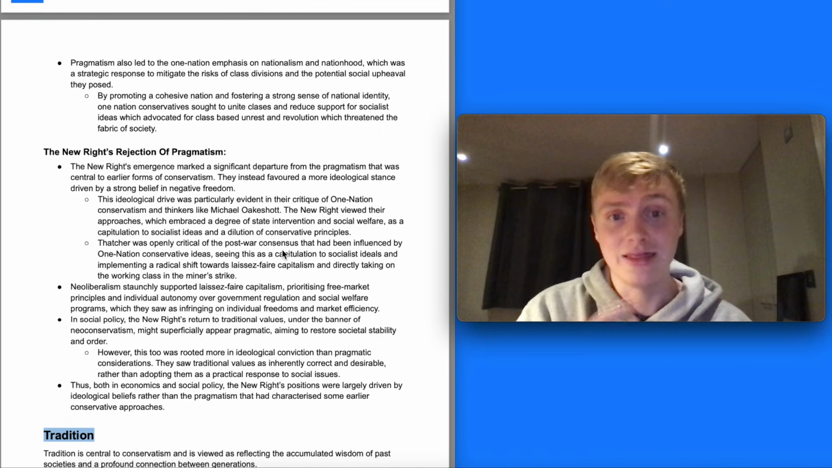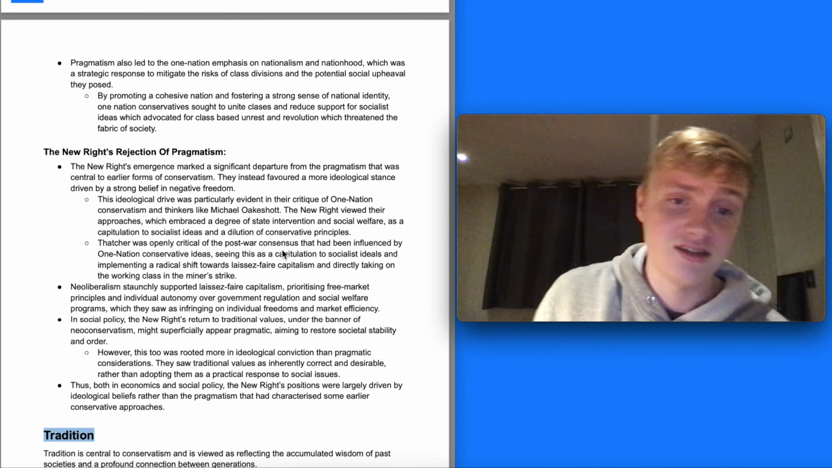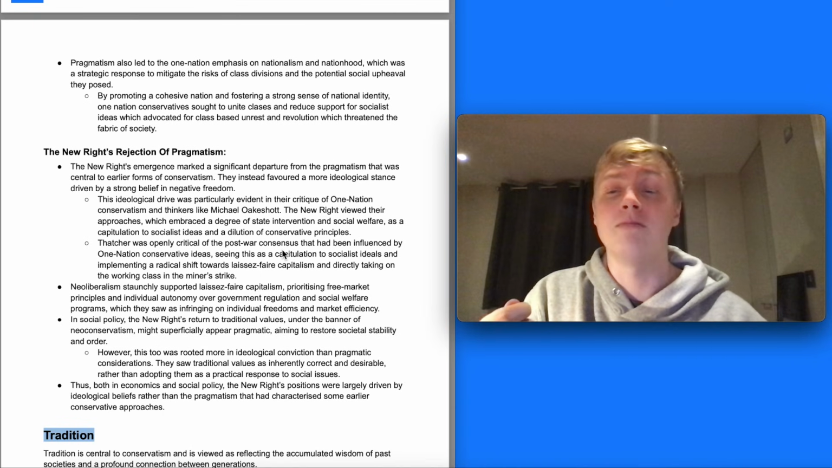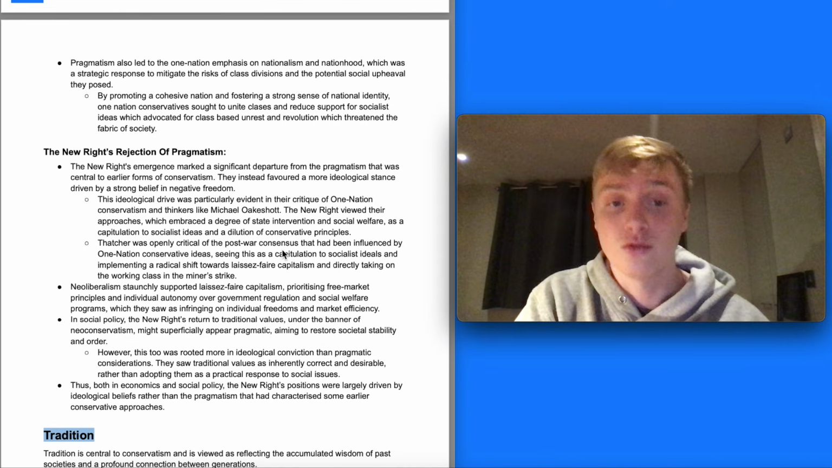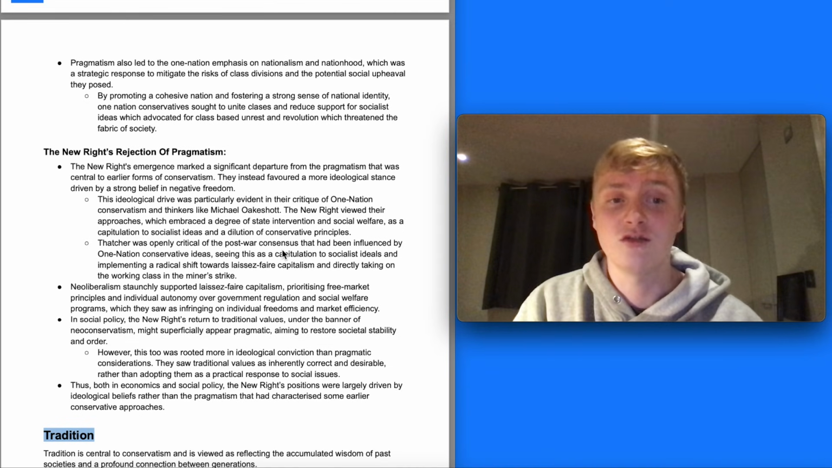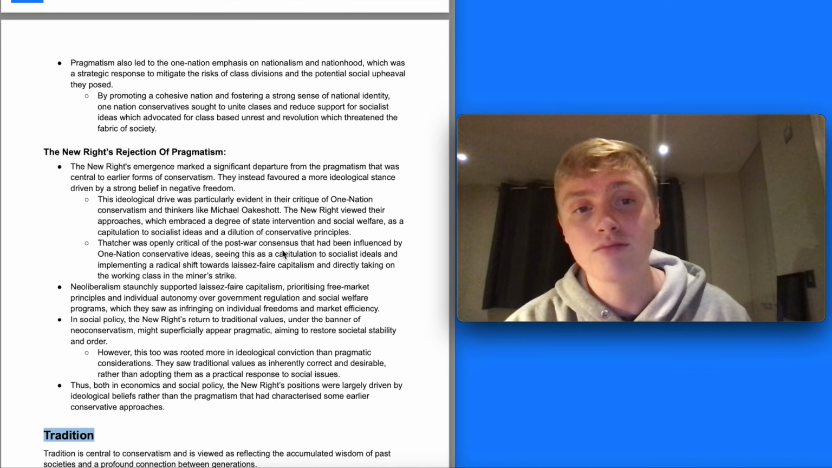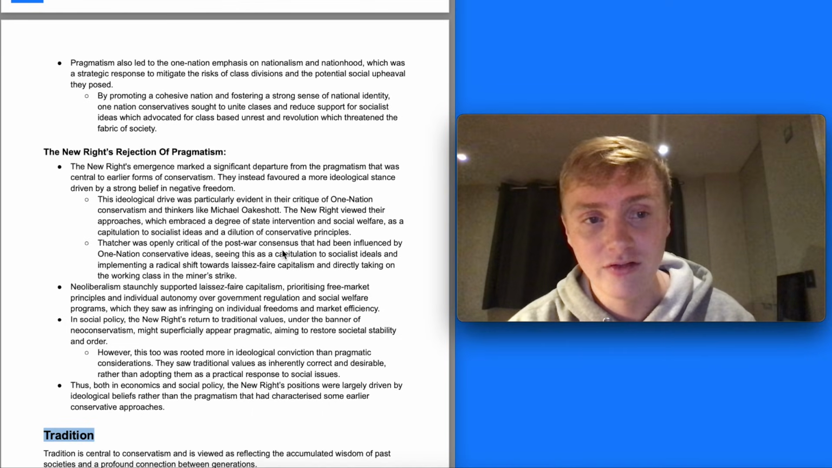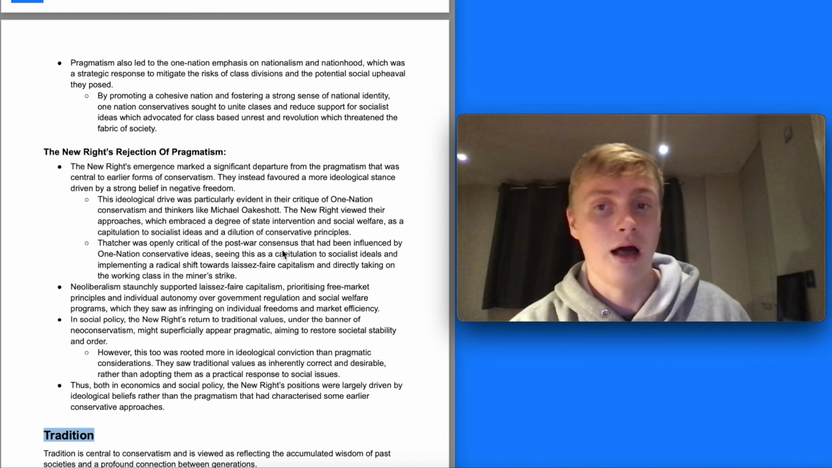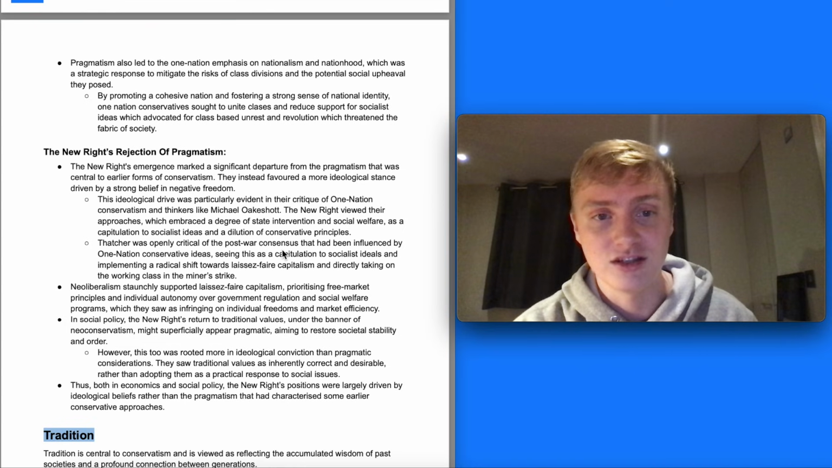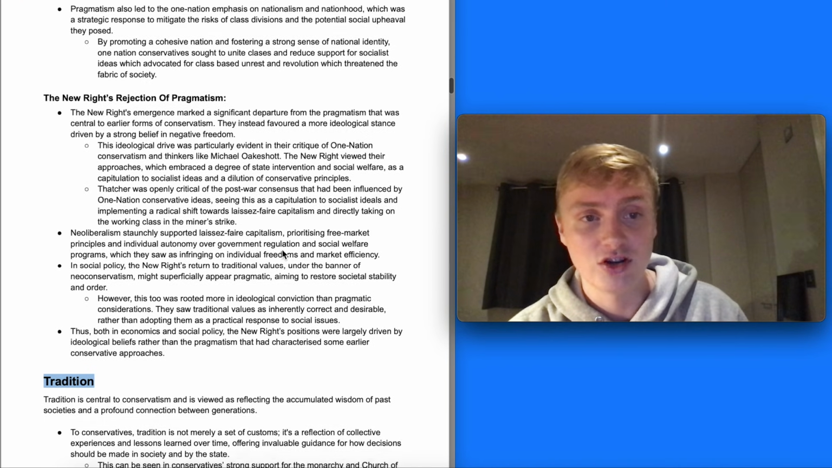And that's particularly evident in their critique of one nation conservative thinkers in the 20th century, or I suppose Oakeshott takes a bit more of a traditional conservatism. So it's a critique of one nation conservatism and thinkers like Oakeshott in the 20th century, and they viewed their approaches, which embrace some state intervention and social welfare, as a capitulation. That was looked at in more detail earlier in the video, when we looked at one nation conservatism. They see this as a capitulation to socialist ideals and a dilution of conservative principles.